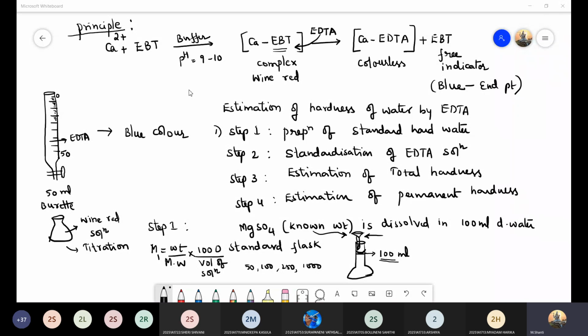Once you add dilute HCl, evaporate the solution to dryness on a water bath. Then dissolve the residue in distilled water to make a 1 liter solution. Each ml of this solution will contain 1 mg of calcium carbonate equivalent hardness. So either you can prepare in this manner or as I told you earlier. Now we'll go for the second step, standardization of EDTA. I'm moving to the next page.